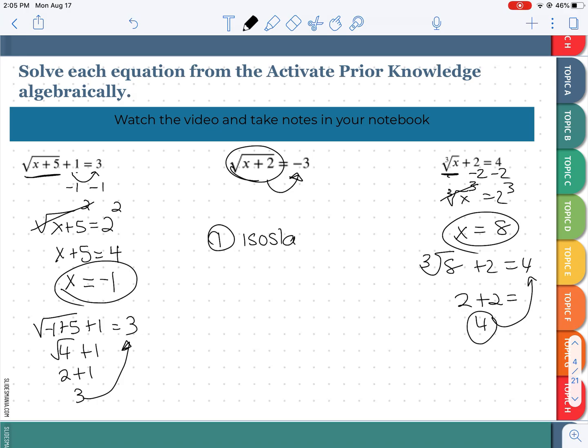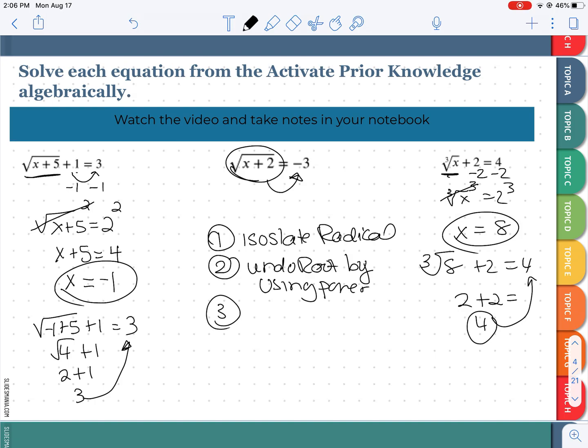Okay, so let's recap. Number 1, isolate the radical. Step 2, undo the root. So you want to use the power that goes with the root. Then step 3 would be to solve. And step 4, always check. If I go a little too fast, you can hit pause on your computer screen and jot those down. That'd give you a good plan for when you're solving radical equations.